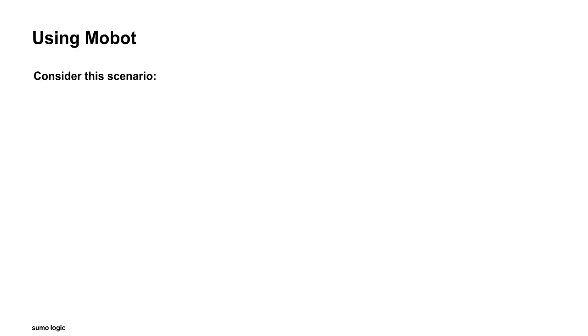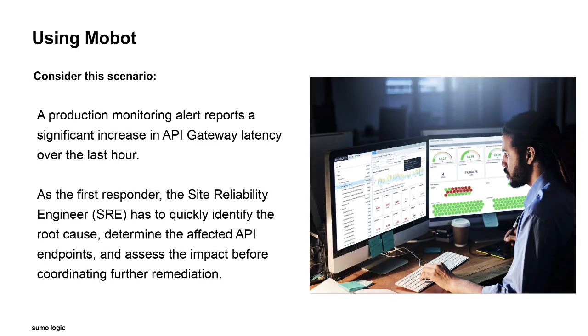Consider this scenario. A production monitoring alert reports a significant increase in API gateway latency over the previous hour. As the first responder, the site reliability engineer, SRE, has to quickly identify the root cause, determine the affected API endpoints, and assess the impact before coordinating further remediation. Let's see how the site reliability engineer can use Mobot to investigate the issue.